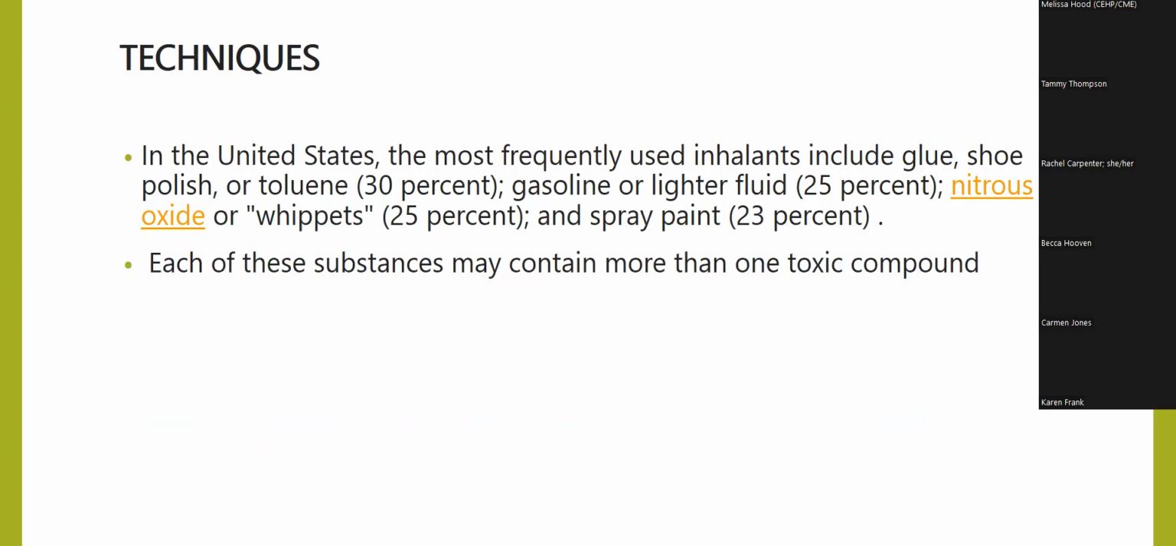In the United States, the most frequently used inhalants are glue, shoe polish, and toluene. Gasoline and lighter fluid can be used. Nitrous oxide can be used, and spray paint can be used. So you can see the percentage of those. And one problem is that most of these products are not just one substance. It's a compound of toxic things that is involved in each individual.